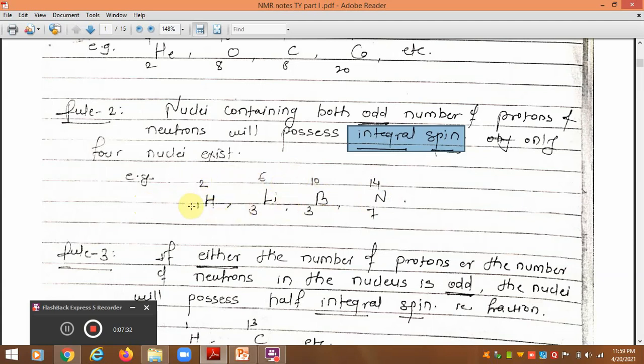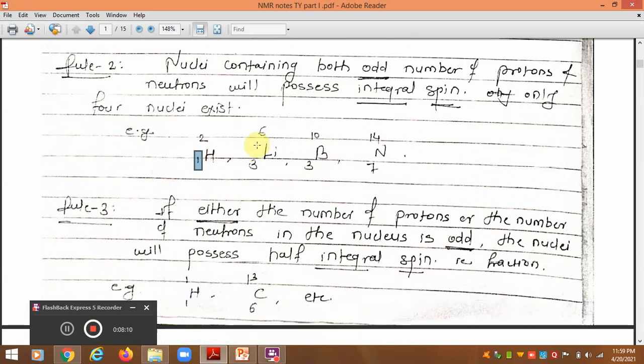So these bottom numbers indicate the atomic number, meaning the number of protons. These top figures indicate the mass number, the sum of protons and neutrons. The difference between these two, top figure minus lower one, that is superscript minus subscript, indicates the number of neutrons. That's why in all these four nuclei, the number of protons is odd and the number of neutrons is also odd. That's why these nuclei will have the integral spin.